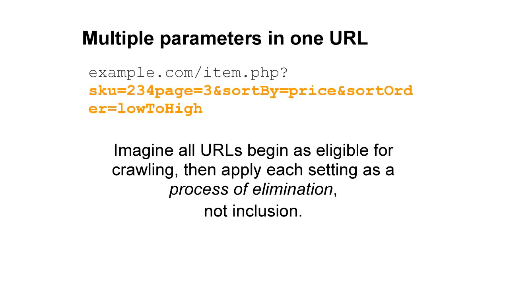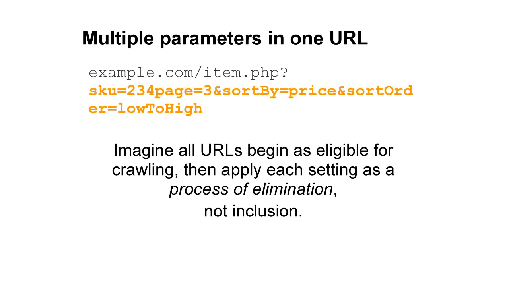We're almost done, but you might be asking one last question, which is, what about multiple parameters in one URL? For example, SKU equals 234, page equals 3, and sort by equals price, etc. How does URL parameters work when there are multiple parameter settings?